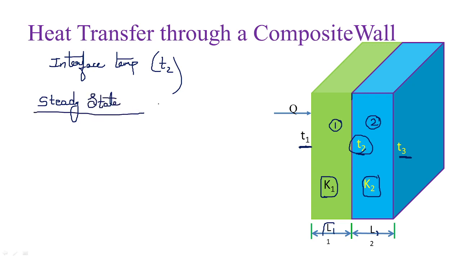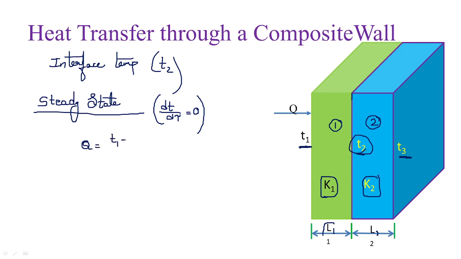In the sense, if the temperature is linear, temperature doesn't vary with respect to time. In that case only, what is the statement I have told you? That means heat transferred in the first slab will be equal to heat transferred in the second slab. That will be equal to overall heat transfer in the composite slab.